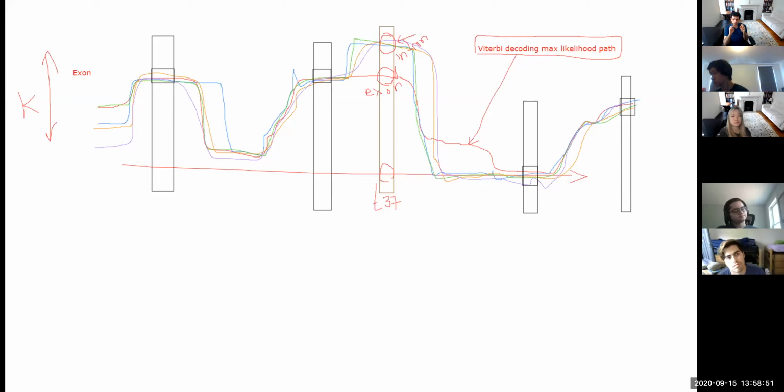And that maximum likelihood path might not be the best interpretation at any one location. And that's what posterior decoding tries to do. It tries to sort of overcome that. So 16, 7, 1, 0, 1.